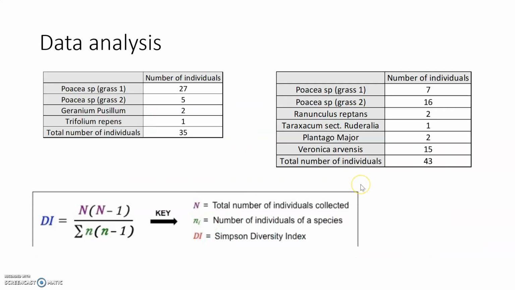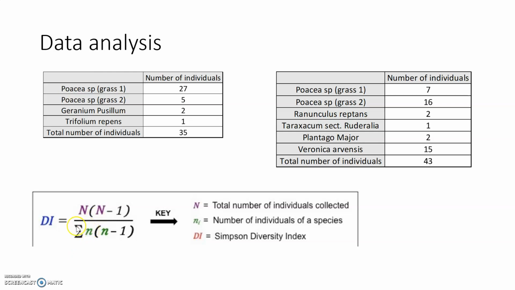And then for calculating the Simpson Diversity Index, this is the formula. This is just a screenshot from BioNinja showing the formula. So up here you have the total number of individuals. That would be 35 in zone 1 and 43 in zone 5 in my case. And then this is the number of individuals of each of the different species in that zone, right?